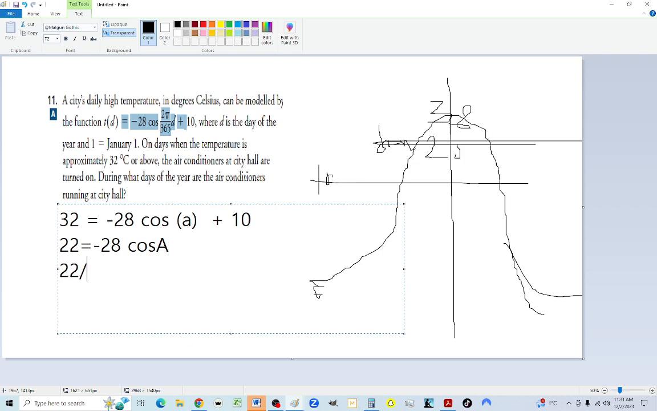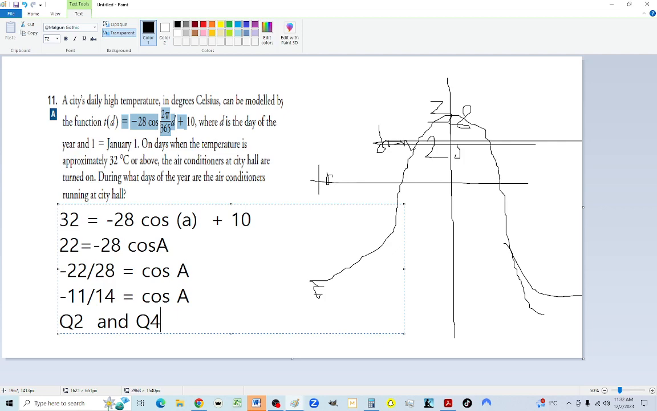Divide by negative 28. We're talking about a negative thing. Simplify if you want, it won't really matter. Where is cos A negative? In quadrant 2 and quadrant 4.